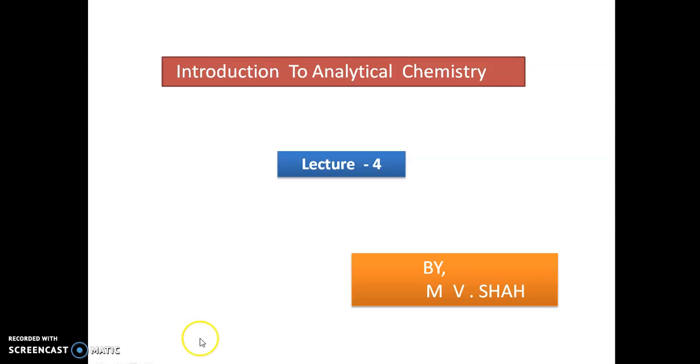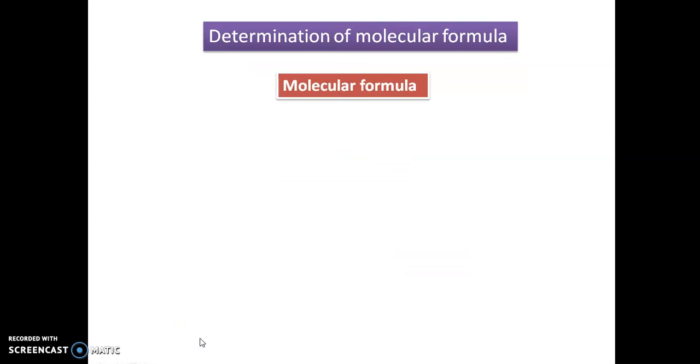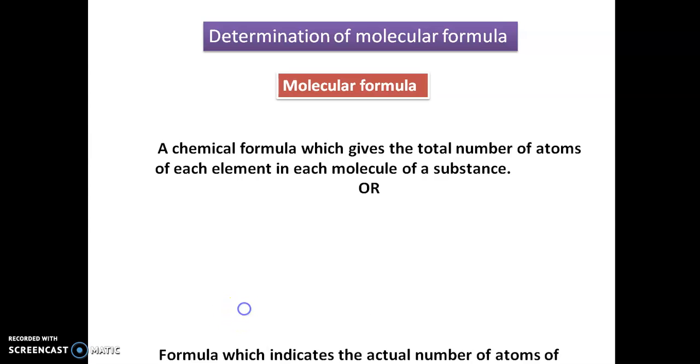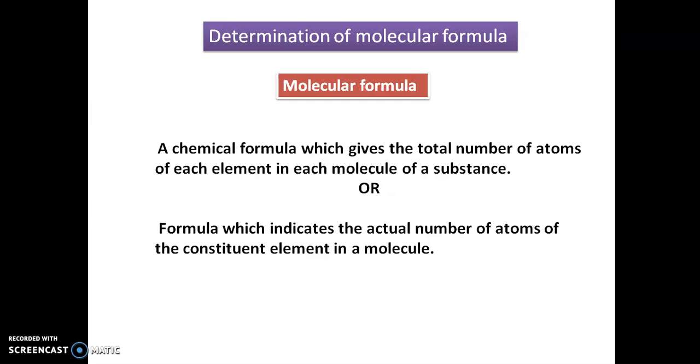So let's get started. Now we see determination of molecular formula. First we see what is the molecular formula. A chemical formula which gives the total number of atoms of each element in each molecule of a substance, or a formula which indicates the actual number of atoms of the constituent element in a molecule.